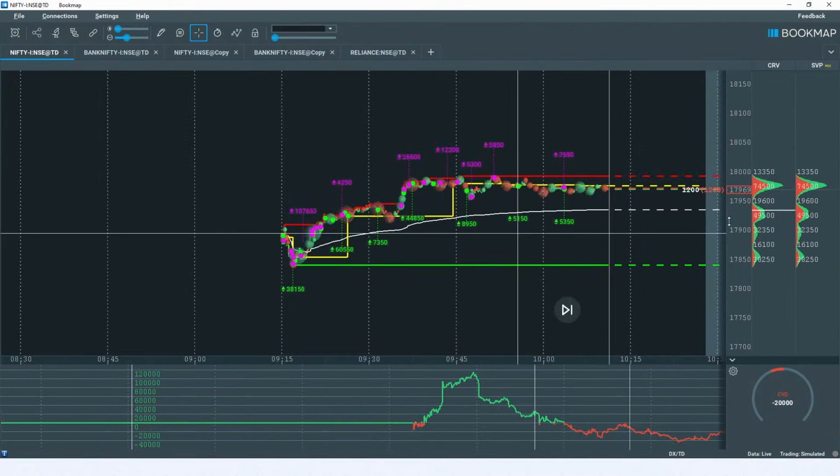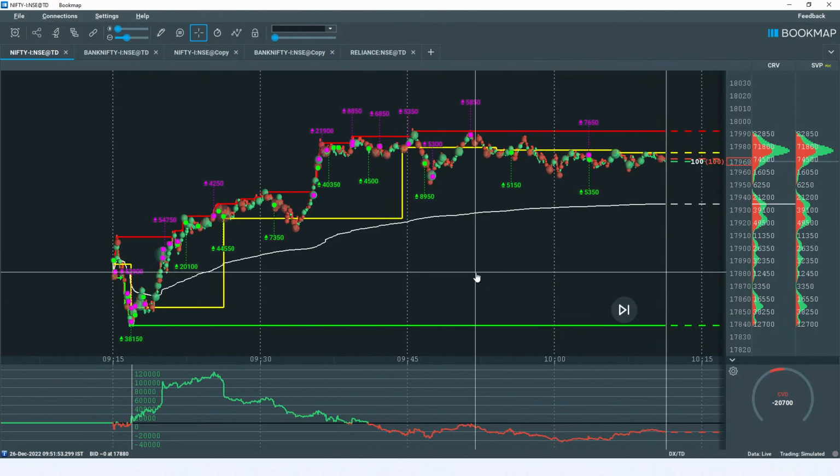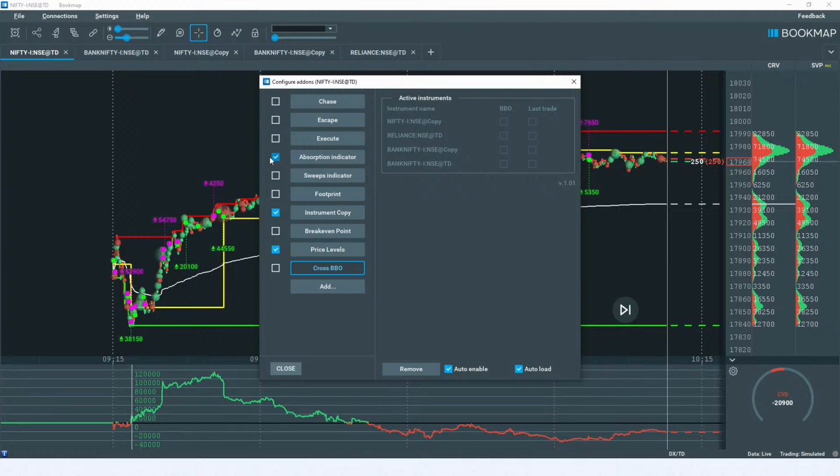So this is the Nifty chart. I'm presently looking at the Nifty Bookmap chart. There are so many indicators. I can understand if there are any beginners, you may get confused with this. So let me disable all these things and give you the basic context of it.